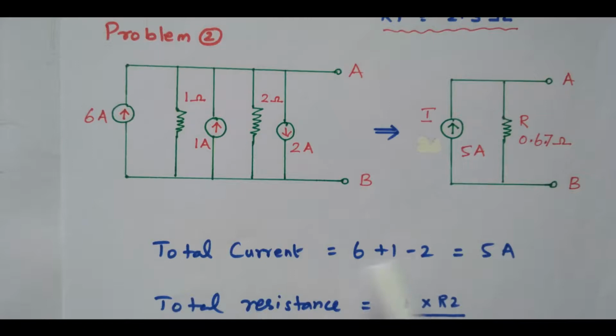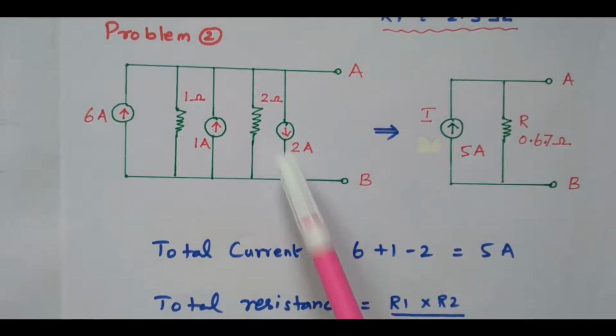How will you find the total current? The total current is nothing but, see the direction. This is upward. This is also upward. This will be downward. So the rising current may be taken as positive current. These two, this is negative current. So 6 plus 1 minus 2. We can easily identify which one is positive and which one is negative from the direction. These two are going in the upward direction, so taken as positive, 6 plus 1.